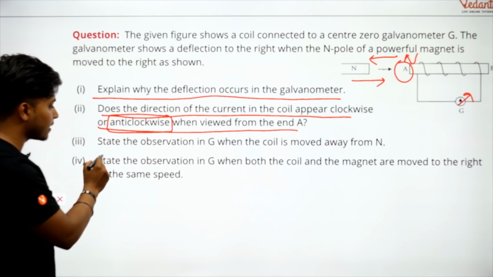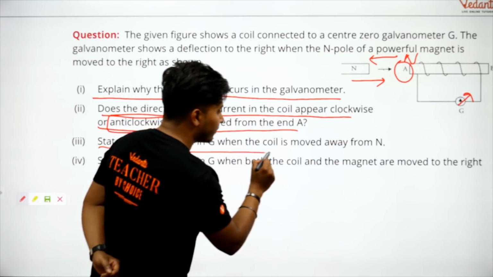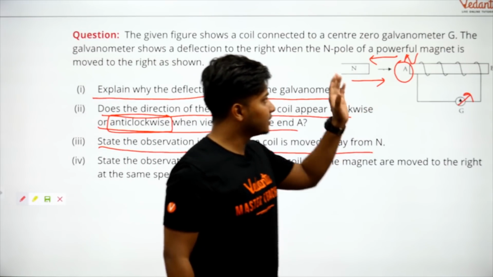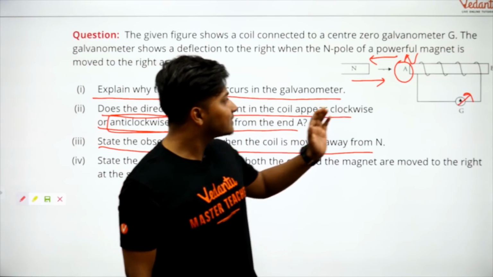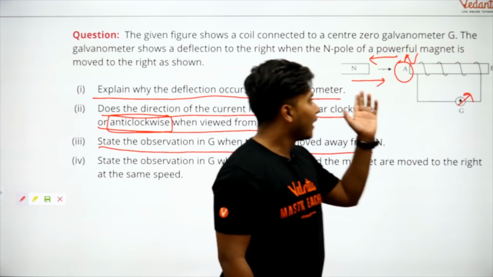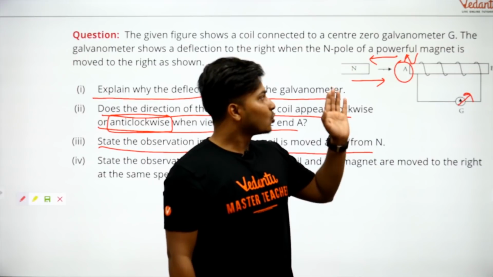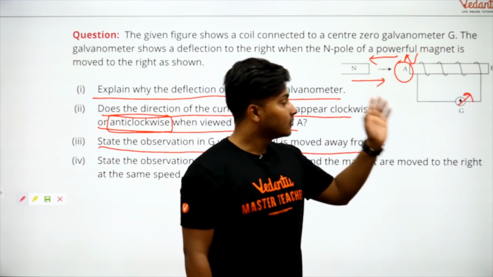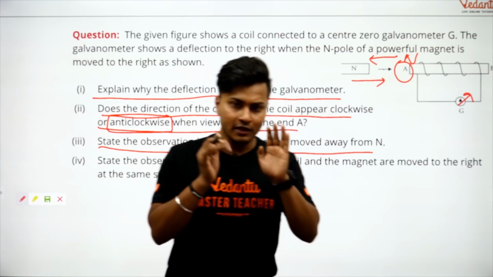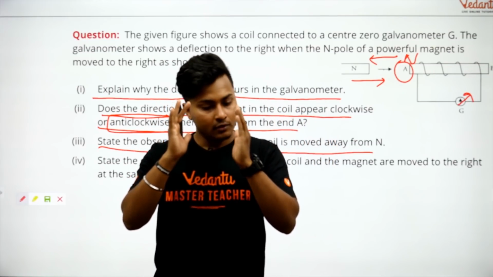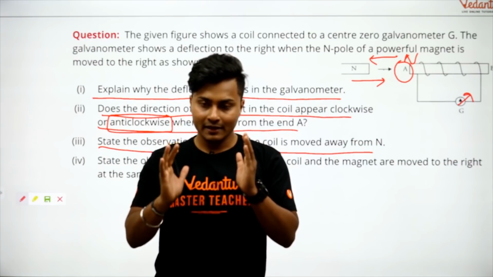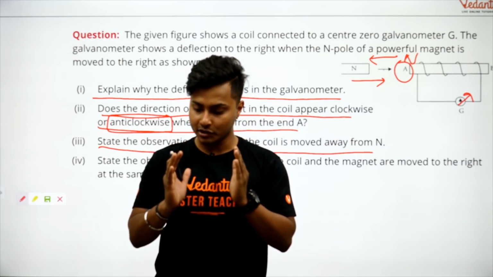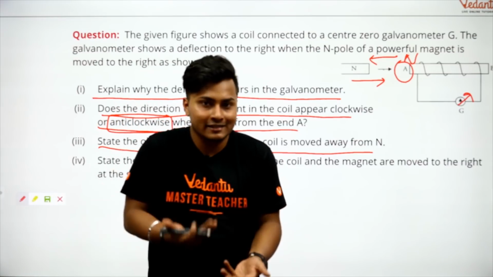Answered. Next question. State the observation in the galvanometer when the coil is moved away from the north pole. So now, this is the north pole, and it's been stated that the coil is moving away and the magnet is stationary. So when the magnet is stationary and the coil is moving away, what does that mean? It's the same scenario. Either you keep the magnet stationary and move the coil away, or you keep the coil stationary and move the magnet away. Both mean the same thing, isn't it?